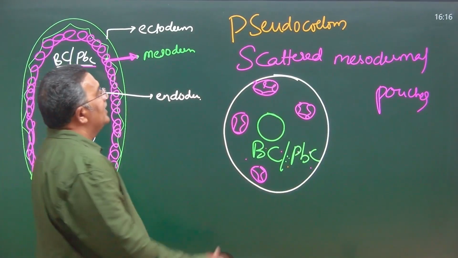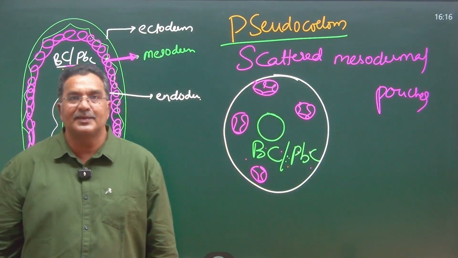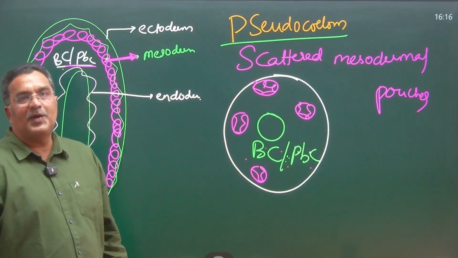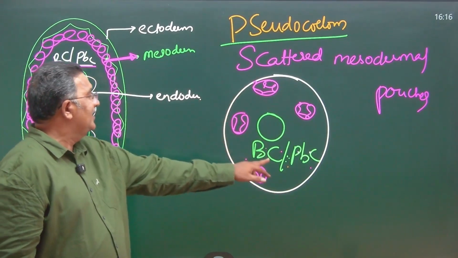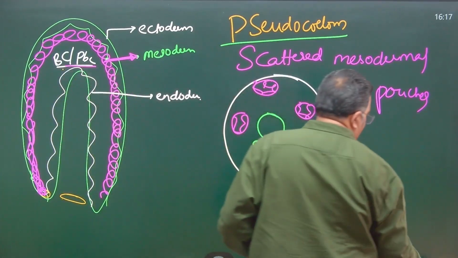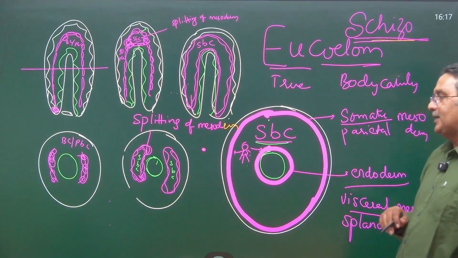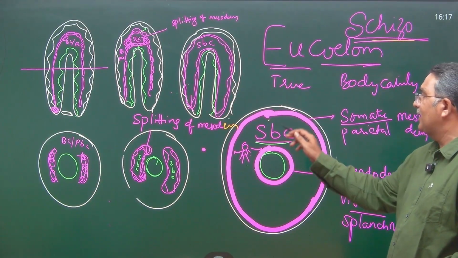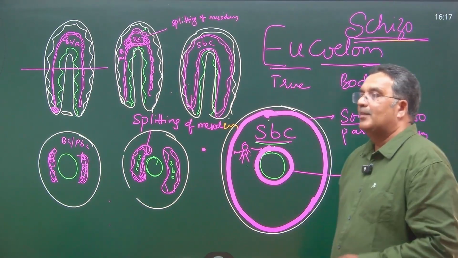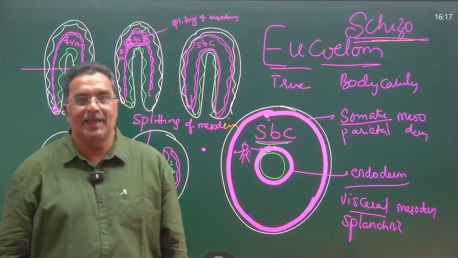Hence we call such a body cavity pseudo. What is pseudo? False. Coelom, body cavity. What is pseudocoelom? False body cavity. Why, sir? There is a cavity. At least there is a cavity. Why do you call it a false body cavity? Simple. We have a definition for true body cavity. The cavity should be present and the cavity should be lined by mesoderm on both sides. Then only you can say true body cavity.